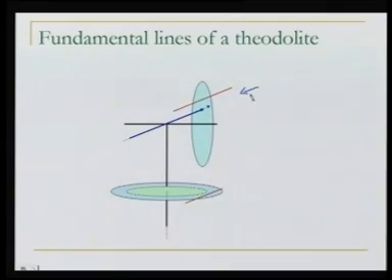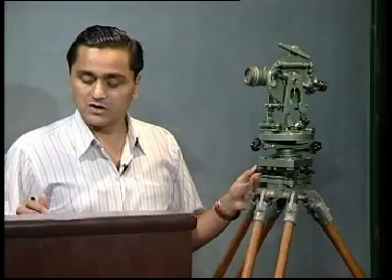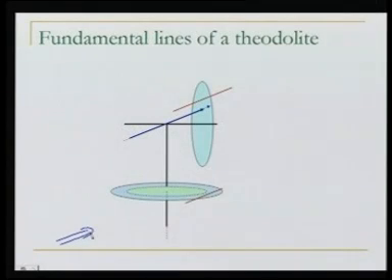So these all are the various lines of a theodolite, which we say fundamental lines of the theodolite. So what we have seen are the interrelationships of these lines. When we discuss further about the theodolite, we'll look into these lines again.